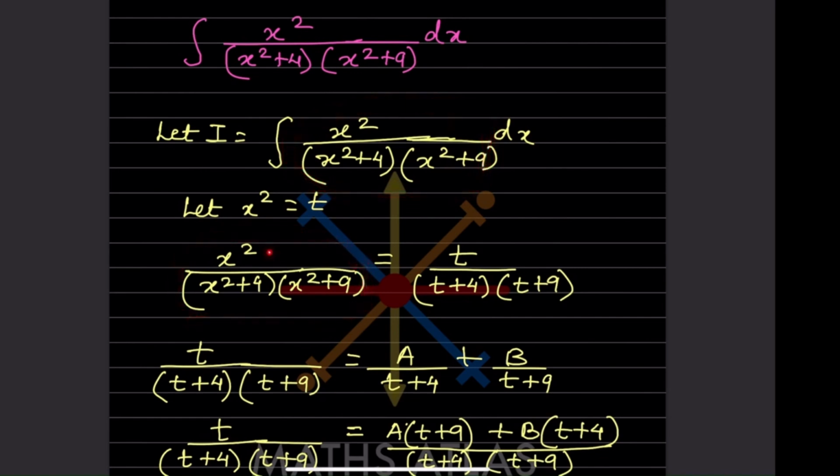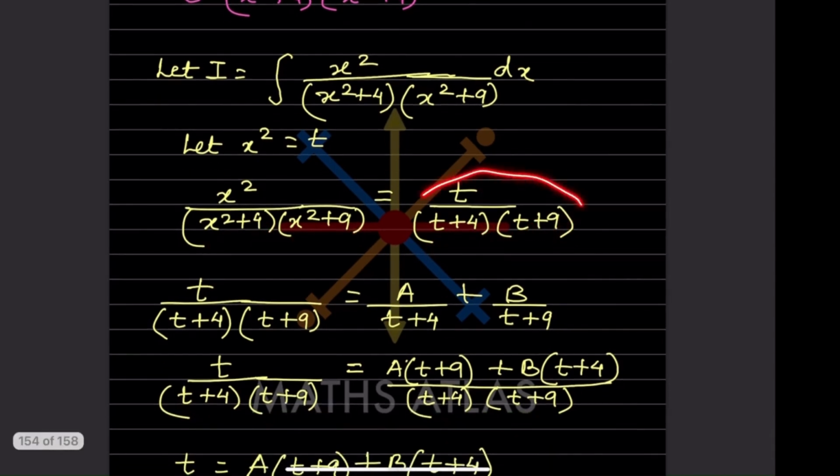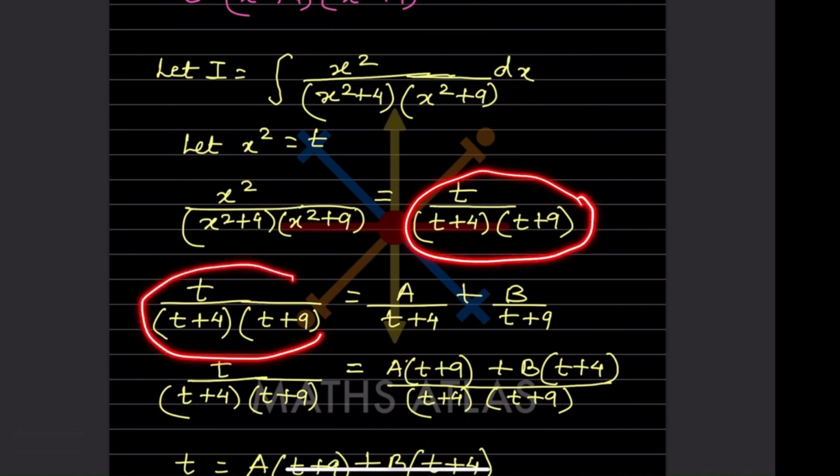In place of this x square we are going to write t, and here we are going to write t. This 4 will be as it is, here we will write t, and this plus 9 is going to be as it is. Now let us see this part. We can just separate it. How can we write it? We can also write it as a upon t plus 4 plus b upon t plus 9.